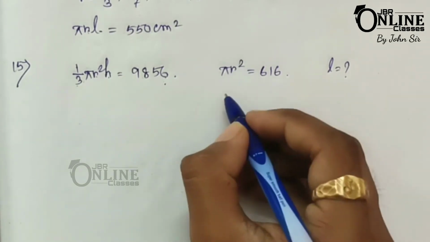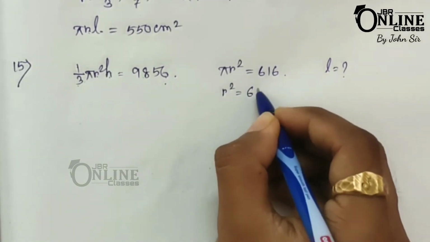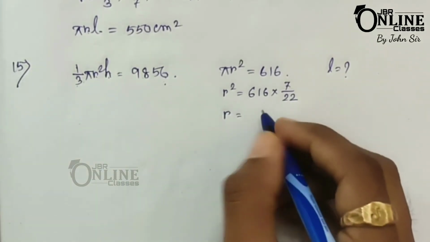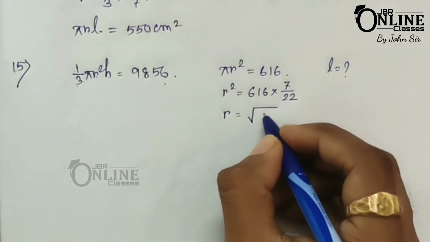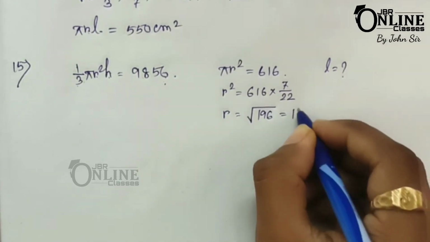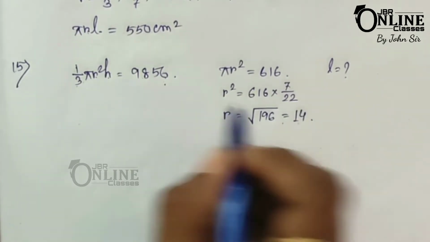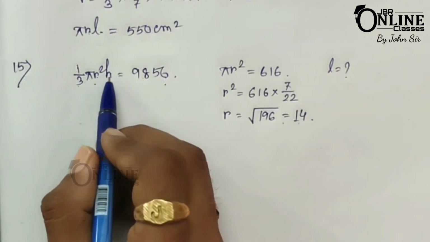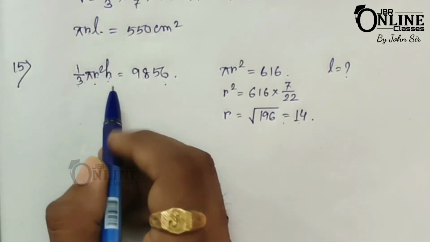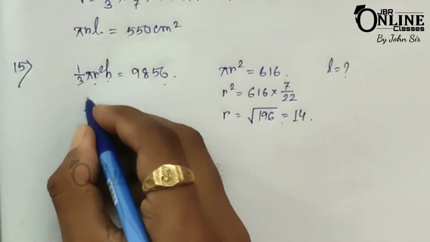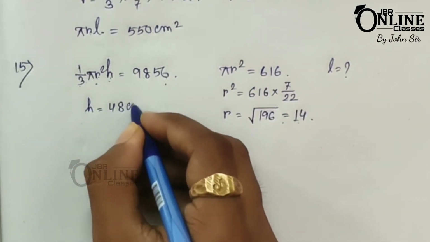Now from that equation you can find r² equals 616 × 7/22. So r equals root over 196 and that equals 14. Okay, so 14 is the radius. Now you can put this value in the equation and find the value of h. If you put r equals 14, then you will get h equals 48 centimeter.